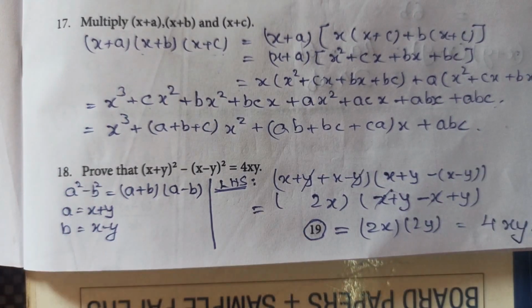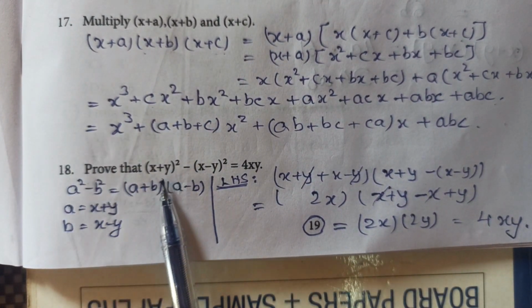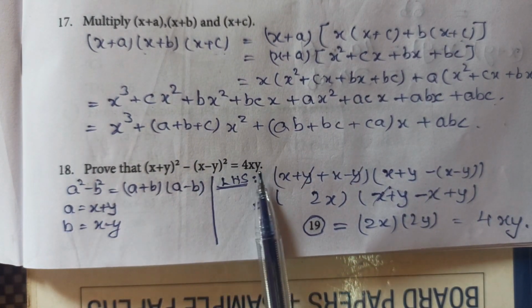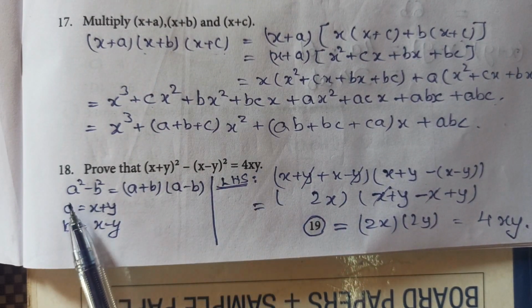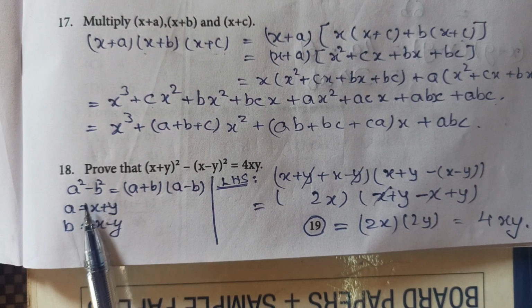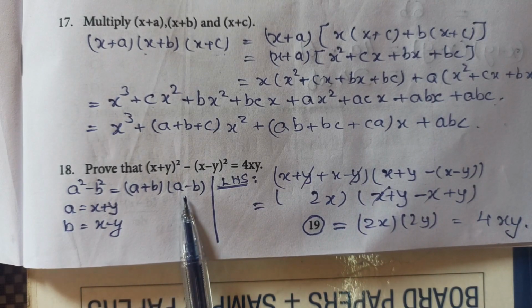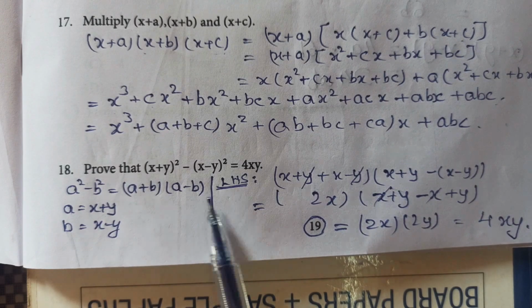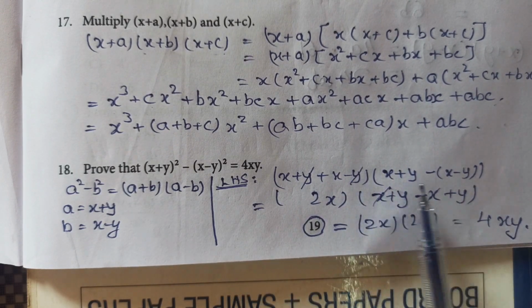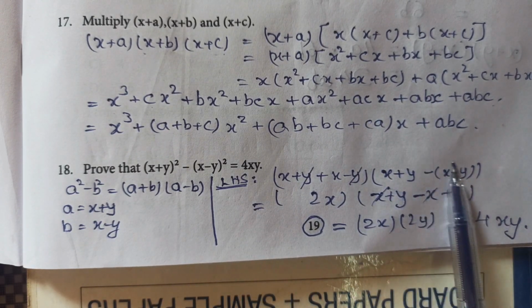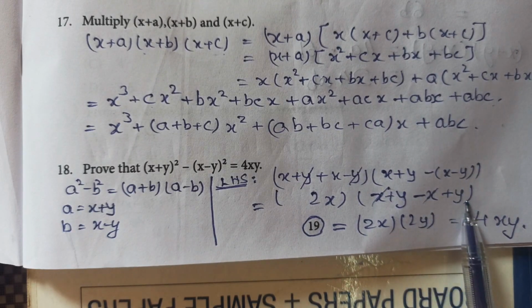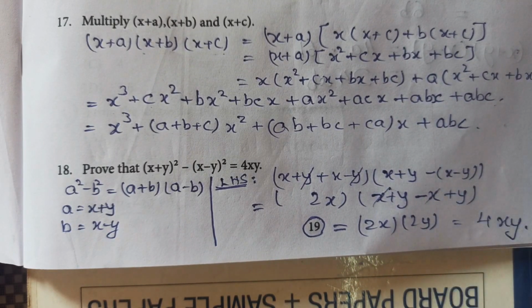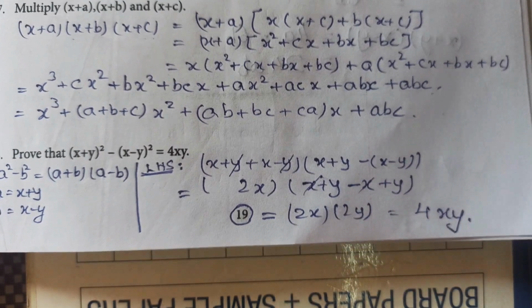Now prove that (x + y) the whole square minus (x - y) the whole square is equal to 4xy. We know the formula which we are going to use here is a square minus b square is equal to (a + b)(a - b). So a is x plus y, b is x minus y. We substitute in a plus b and a minus b: x plus y plus x minus y, x plus y minus x minus y. So multiply minus inside, it becomes minus x plus y. If you forget this, you will fall into the wrong part of the answer.